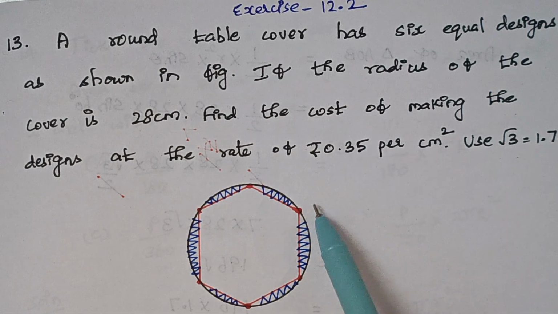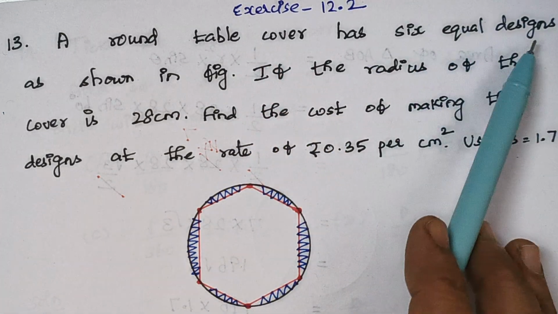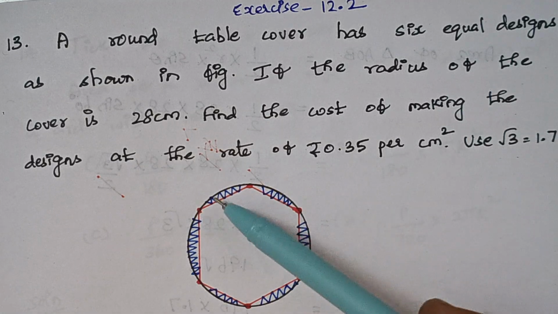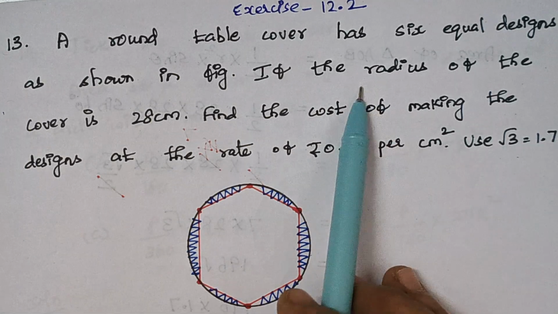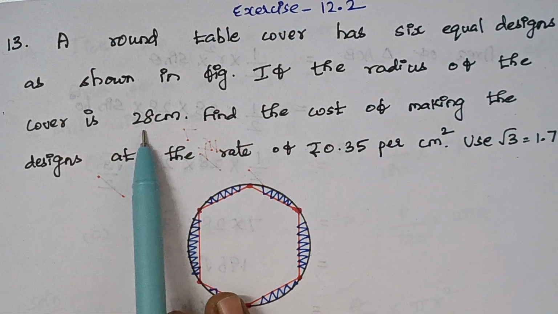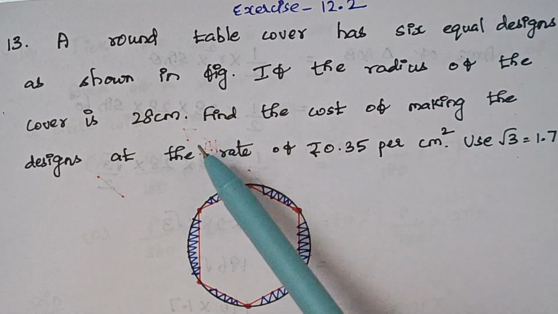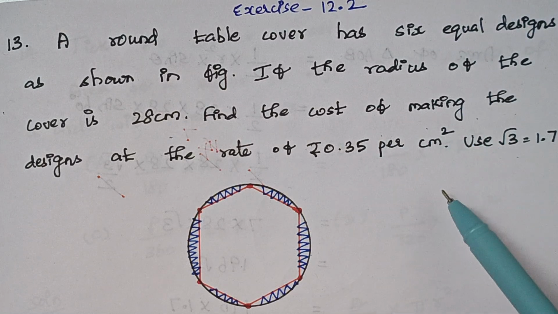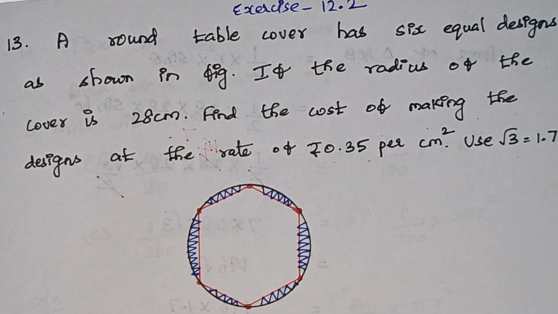So here a round table is there, and the cover has 6 equal designs. So where are the designs here? 1, 2, 3, 4, 5, 6. If the radius of the cover is 28 centimeters, that is, if the radius of the circle is 28 centimeters, find the cost of making the designs at the rate of 0.35 rupees per centimeter square.